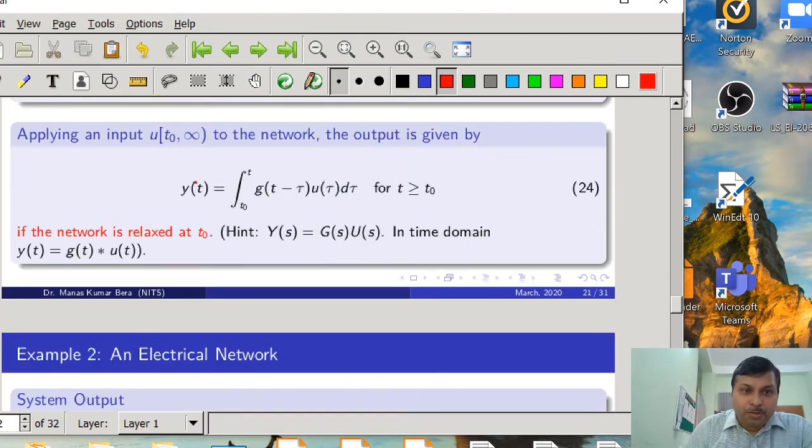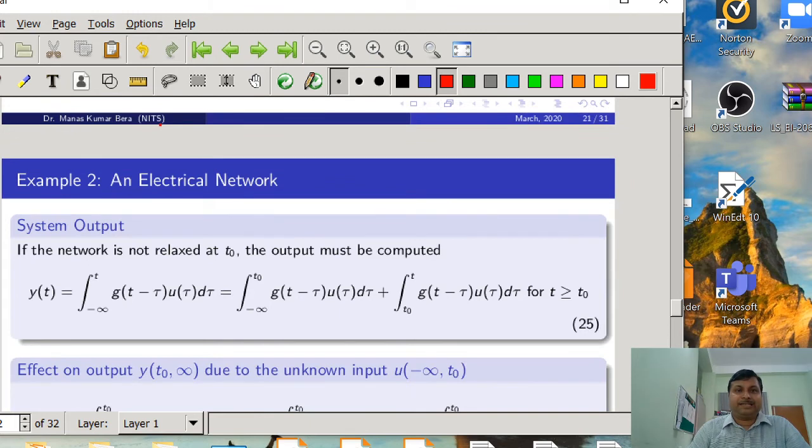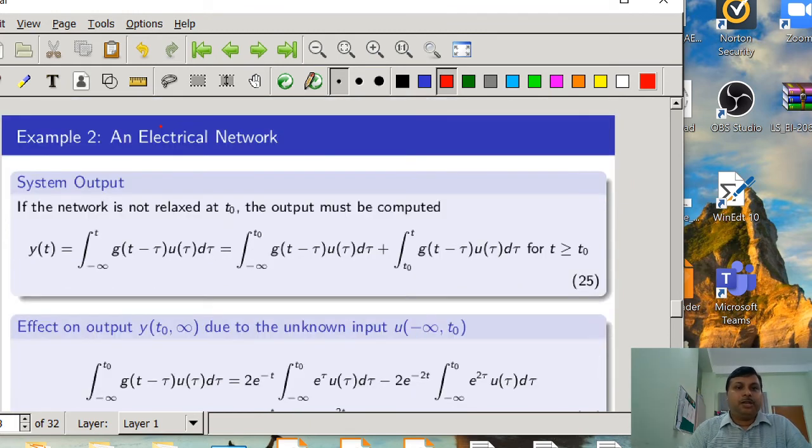So now if we want to know the output y(t) for t0 onwards, then we only have to know the transfer function of the system, and what input we have applied to the system from t0 onwards. But if the network is not relaxed at t equal to t0, then your integration limit will start from minus infinity. So y(t), the system output, is required to be known from minus infinity to t: integral of g(t minus tau) u(tau) d tau.